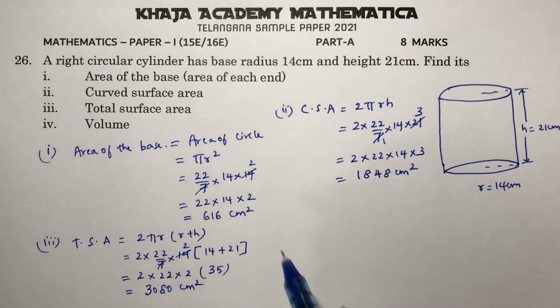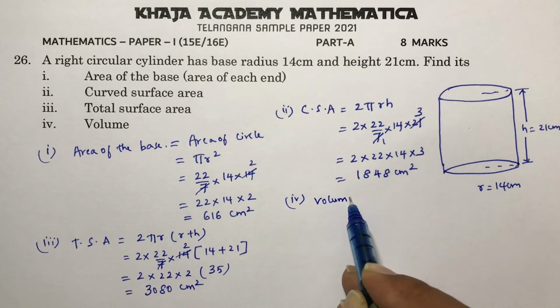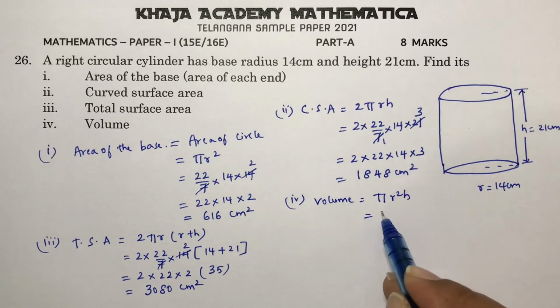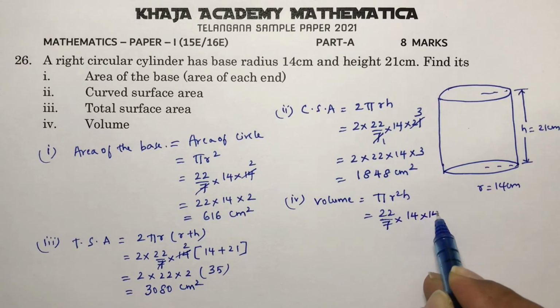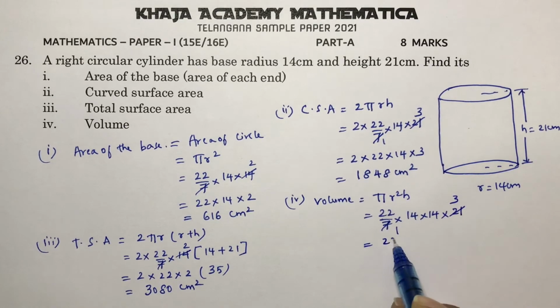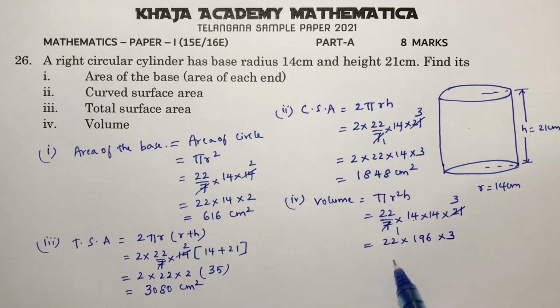Now you need to find the fourth part, that is volume. Volume of cylinder, that is πr²h. 22 by 7. Radius is 14 into 14 and height is 21. 7 times 1, 7 times 3. So 22, 14 into 14, 196 into 3. These three values if you multiply, 12936, as it is volume, centimeter cube.